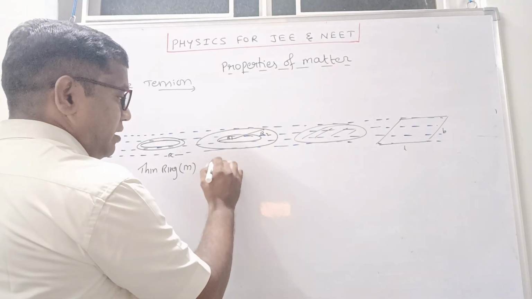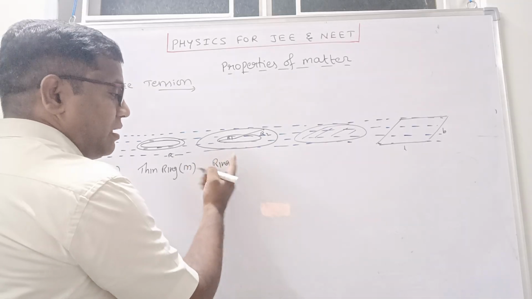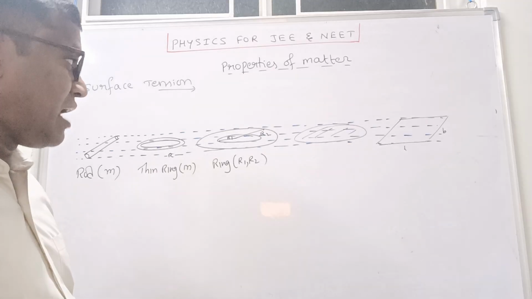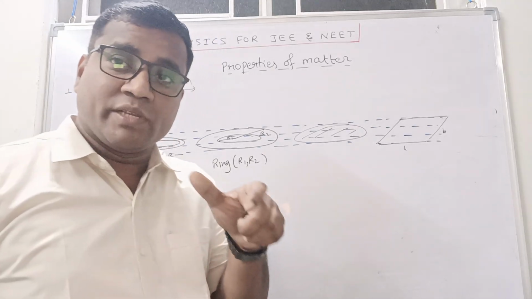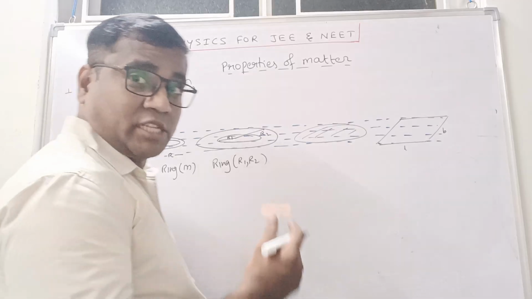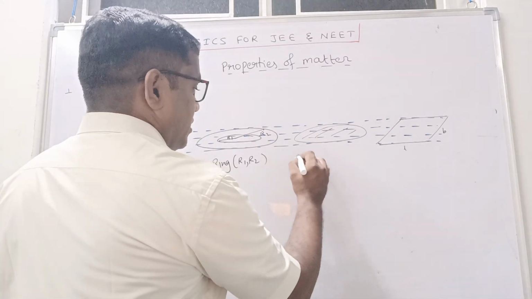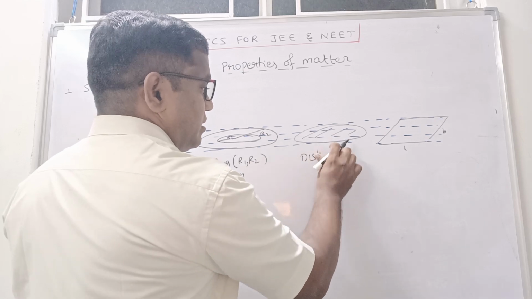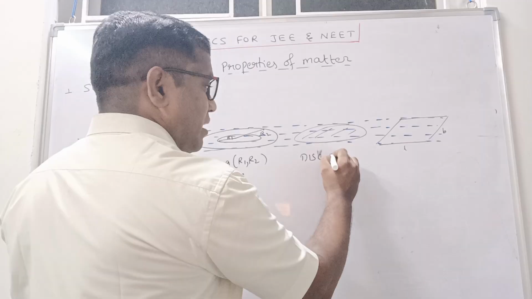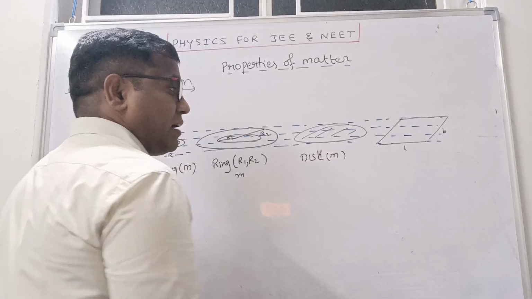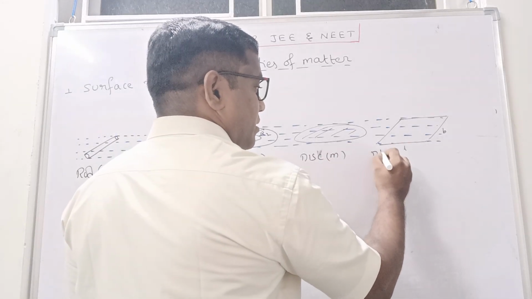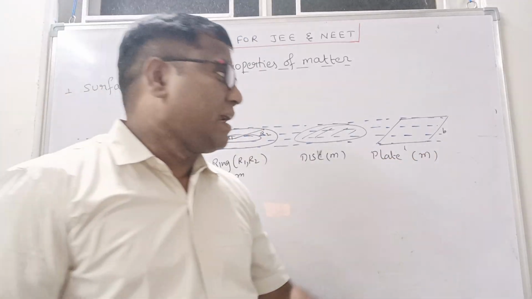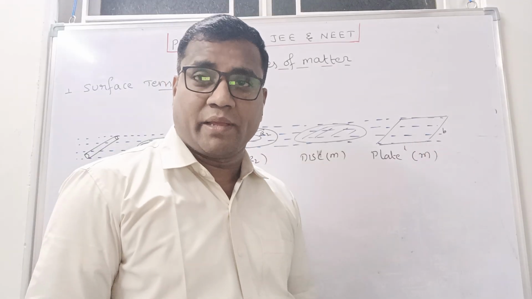So here it is a ring having R1 and R2. R1 is the internal radius and R2 is the external radius. Outer radius also we can say, right? And this one has mass again m, and this one is a disc of radius r and mass m, and it is a rectangular plate of mass m, and the same thing square plate also we can apply.